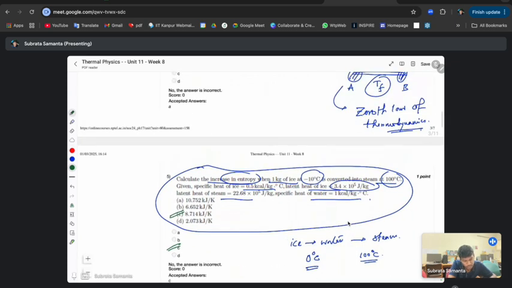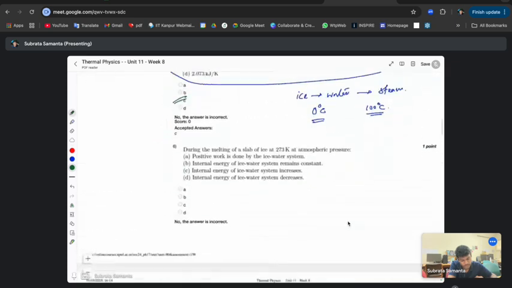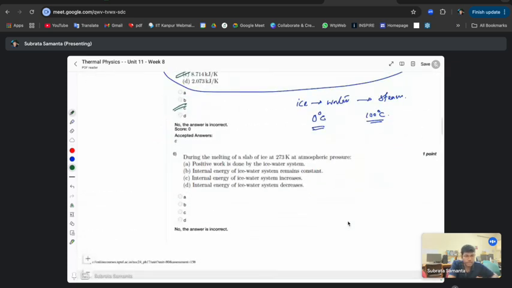So this is basically four processes. Calculate the increase in entropy when 1 kg of ice at minus 10 degrees centigrade is converted into steam at 100 degrees centigrade. This is done in four processes: first convert ice to water at 0 degrees centigrade, and then water to steam at 100 degrees centigrade. So you have to calculate the change in entropy due to this full process and add up at the end. Any questions?